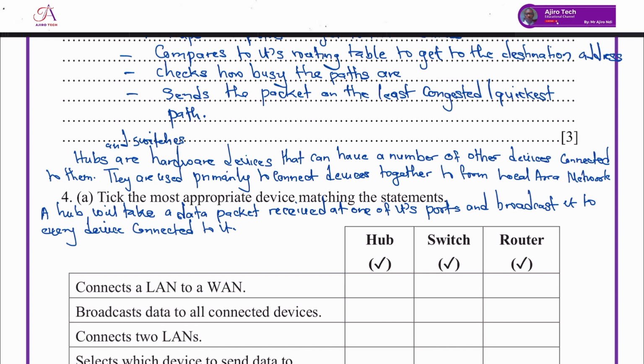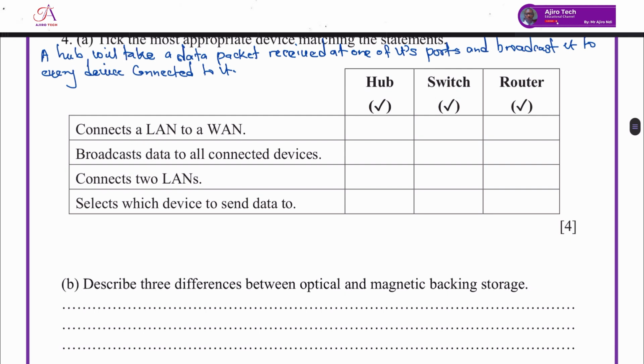That is why the switch is an intelligent version of the hub. So the switch sends that data packet to a specific device only, and this is possible because the switch has what we call a lookup table. A switch stores the MAC address, the media access control address, of all devices on the network.